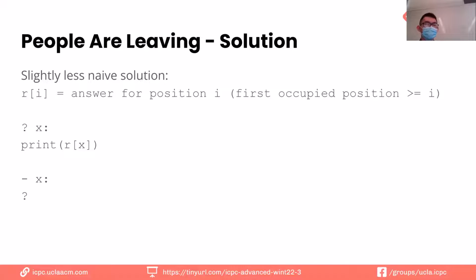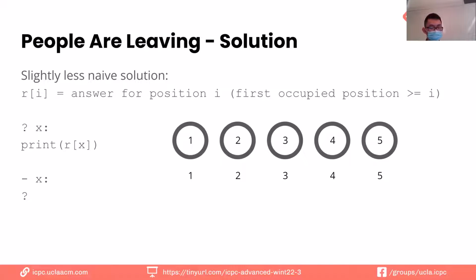And here's a slightly less naive solution. Instead of keeping track of whether each position is occupied, we keep track of the answer for each position. So R of i is going to be the answer for position i, or the first occupied position that's greater or equal to i. So if we have this array, then for queries, we can just print R of x. What about updates? Let's look at the example again. If the third person leaves, then the answer for position 3 becomes 4. And if the second person leaves, then the answer for the second position also becomes 4.